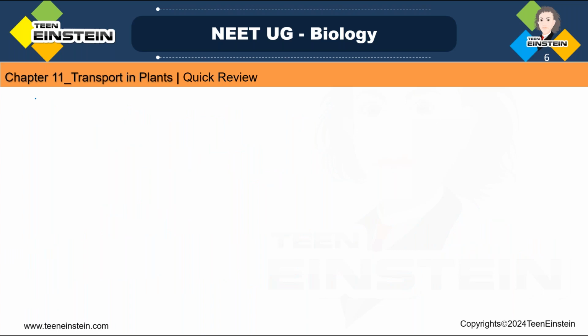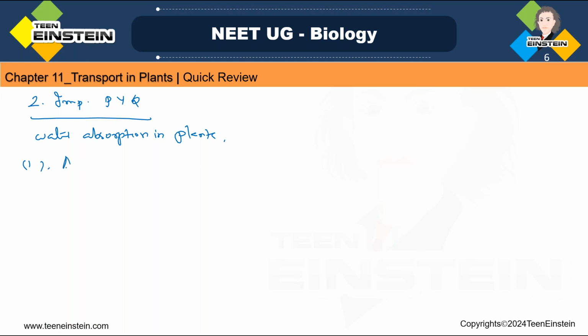Next, two important previous year questions, which I'm going to explain now. Water absorption in plants occurs by two mechanisms. The first one is active absorption. This was one question.